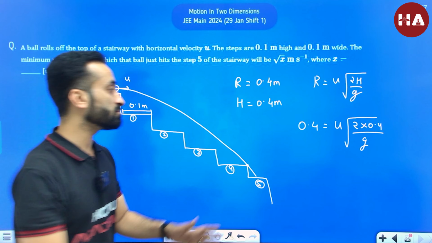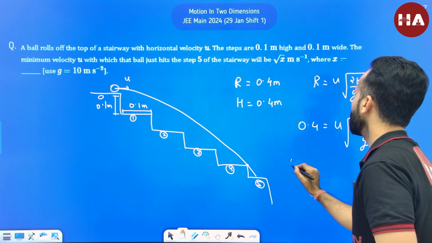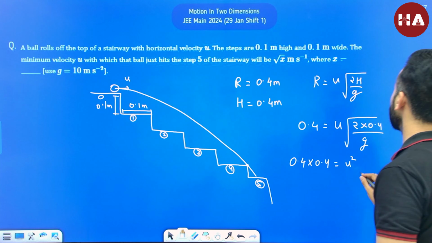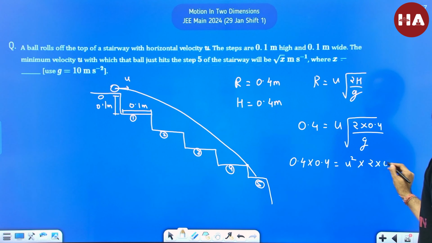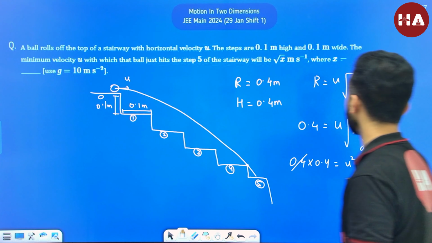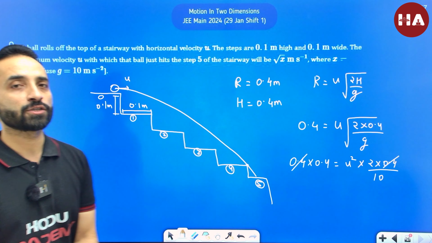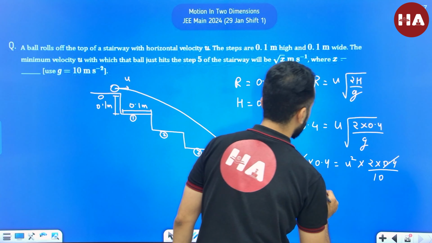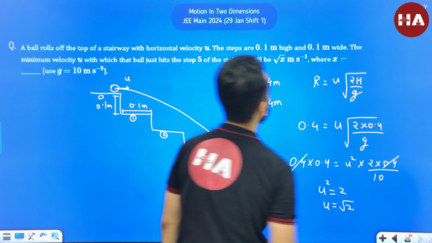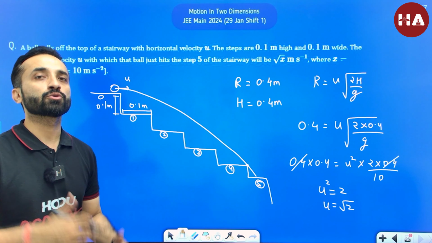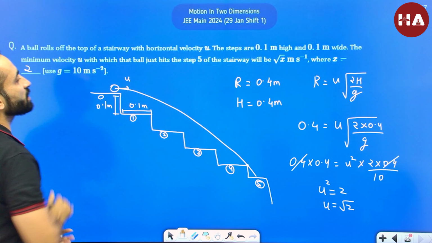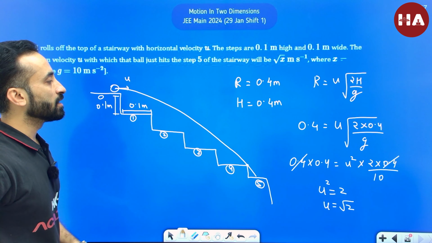Like this is the minimum speed, so square both sides. So this becomes 0.4 into 0.4 is equal to u square times 2 into 0.4 divided by 10. So one factor of 0.4 cancels out. 0.4 into 10 becomes 4. 4 divided by 2 is 2. So u square is equal to 2. So u is equal to root 2. And they have given us root x. So the numerical value of x that we are going to fill here is going to be 2, my dear students. So no problem whatsoever.